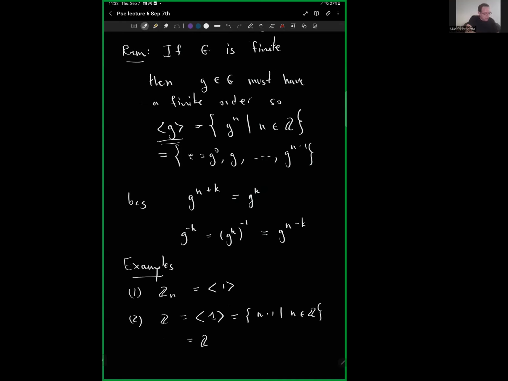But notice that I can also generate the group of integers by -1, because I allow here n to be any integer. So this is going to be n times -1, n in Z. And that's again the entire set of integers. So this is to show you that a generator does not need to be unique. A cyclic group can be generated by different elements.